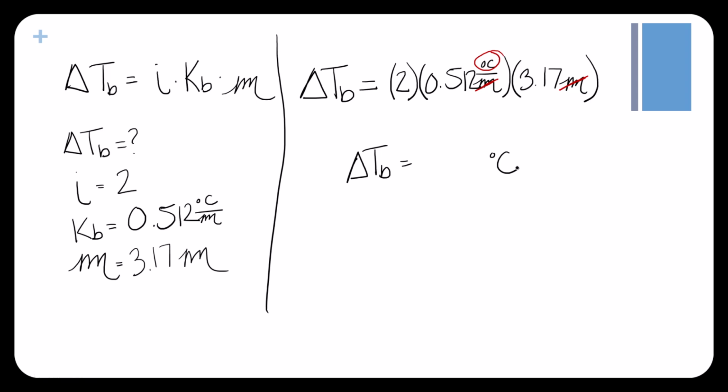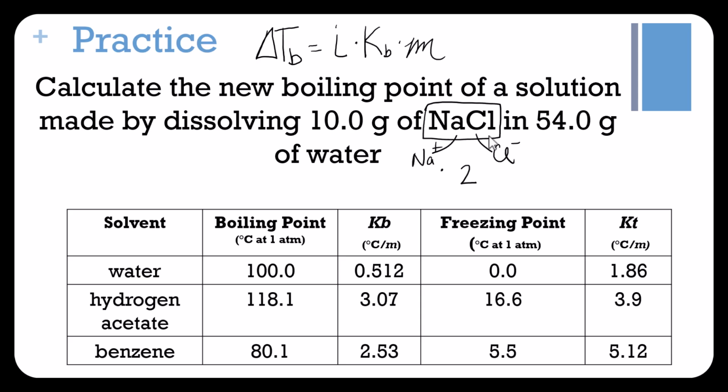All right, so I'm going to plug these numbers in. 2 times 0.512 times 3.17, and I get a value of 3.42. So that is how we calculate this change in temperature of the boiling. But we're not done with this problem yet. You have to be very careful. It might just say calculate the change in temperature, then you would be done. But this particular problem asks us for the new boiling point.